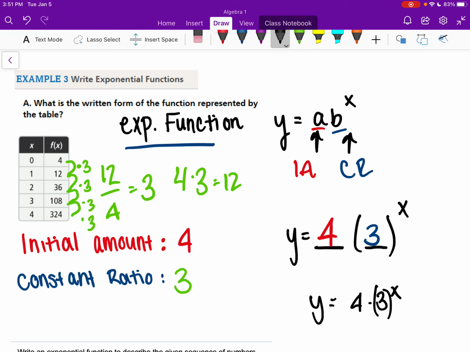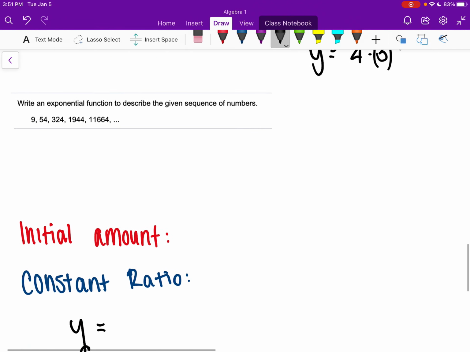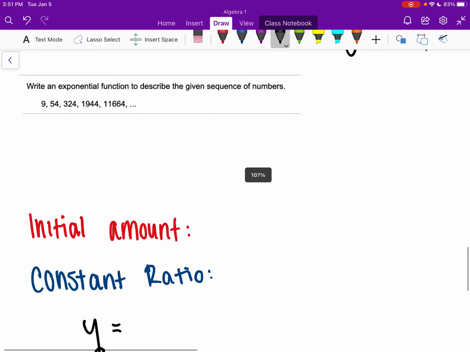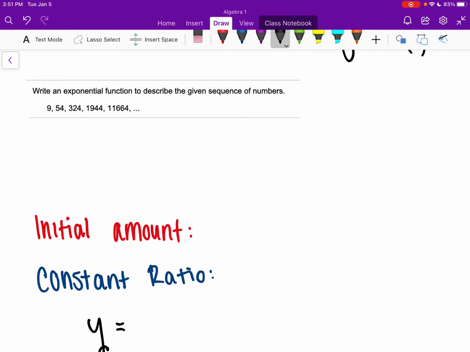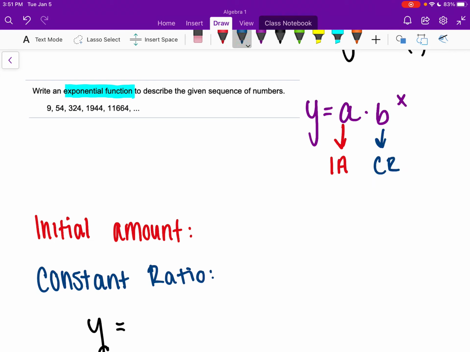Let's do another one. This will be our last example for this lesson. Here we are being asked to write an exponential function. So I see those words. So I'm going to think y equals a times b to the x, where a is that initial amount and b is our constant ratio, to describe this sequence of numbers.